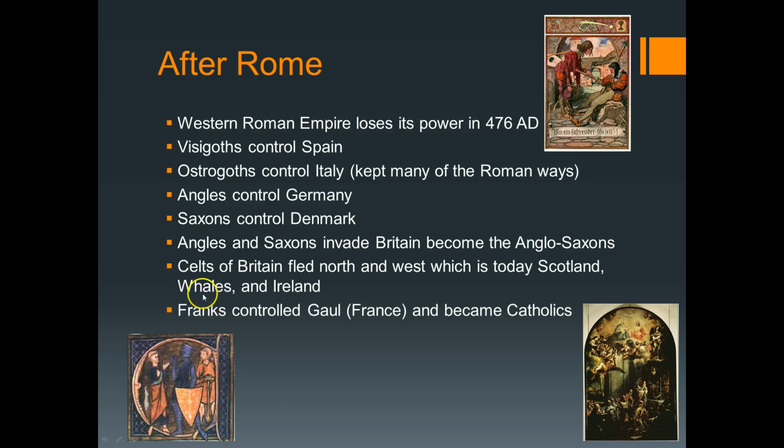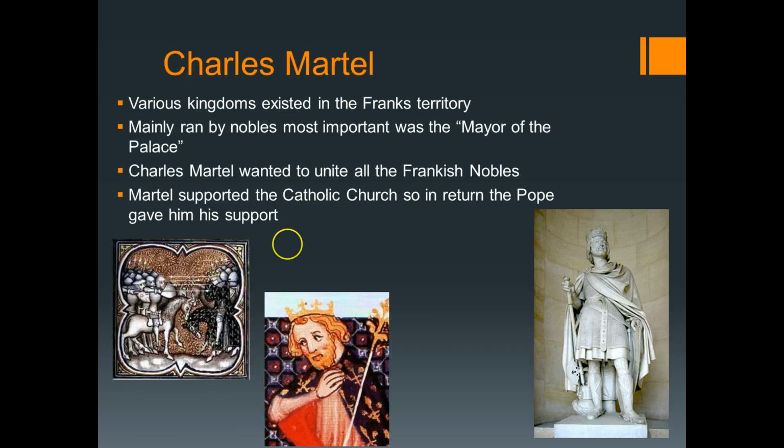The Celtics fled Britain north into what is today Scotland, Wales, and Ireland. And the Franks controlled Gaul, which becomes France, and became Catholic.